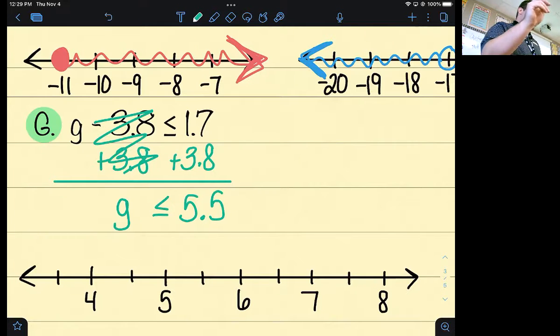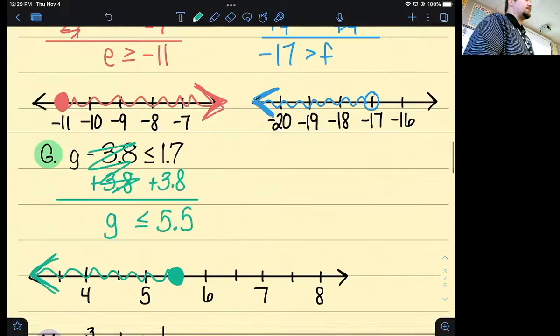Aaliyah, where would I find 5.5 on this number line? Between what two numbers? Good. So closed circle, there's 5.5. 5.5 is right between them. And then Aaliyah, one more question. Is G bigger or smaller? Yes, thank you, Aaliyah. It's smaller, so I'm going to shade to the left.